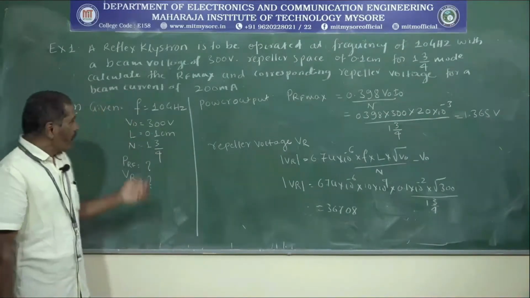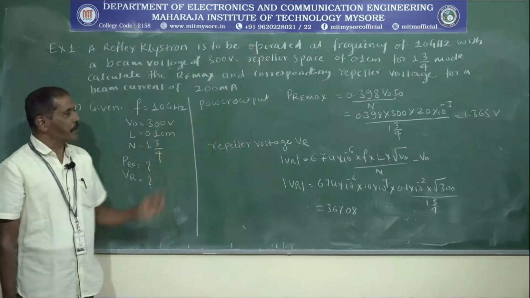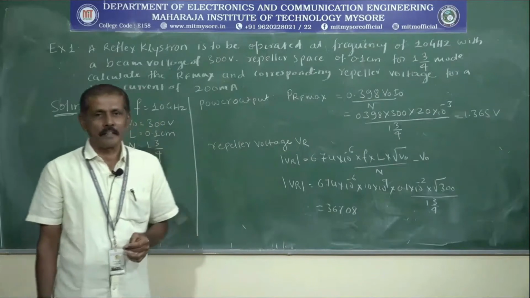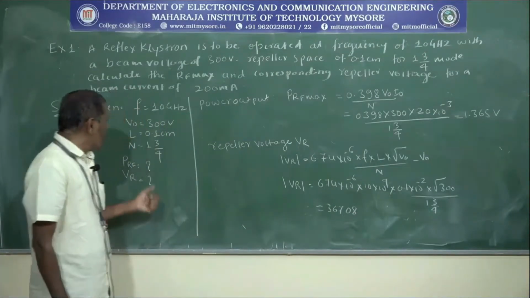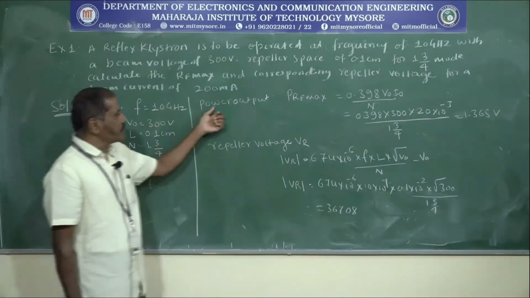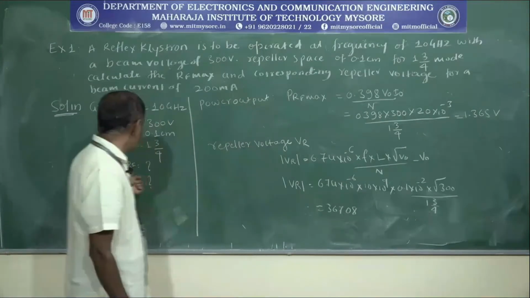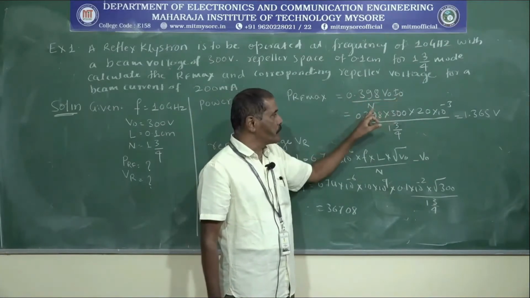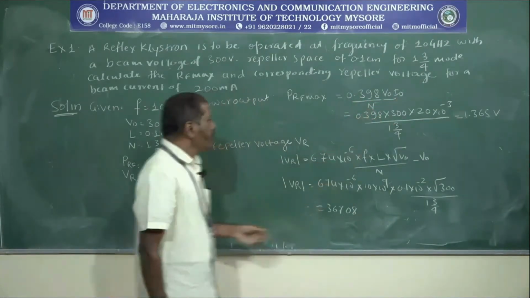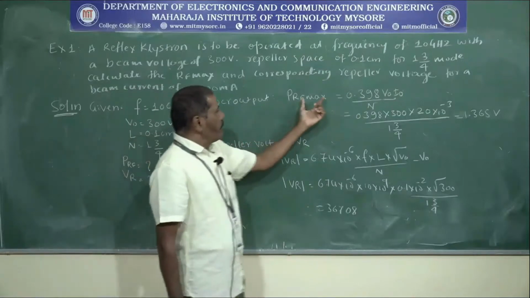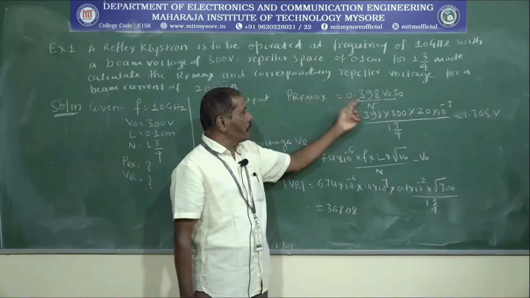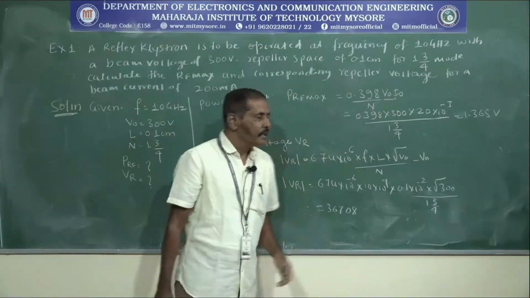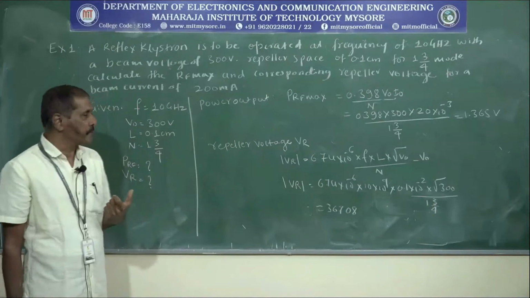Before solving the problem, first you have to write whatever the relevant equations are. Once you write the relevant equations, for us the power output, that is PRF, is given by 0.3982 into V0 I0 divided by N. Here PRF maximum is your unknown value, and this is the formula you are supposed to use. V0, I0 and N are the given values you have to substitute.